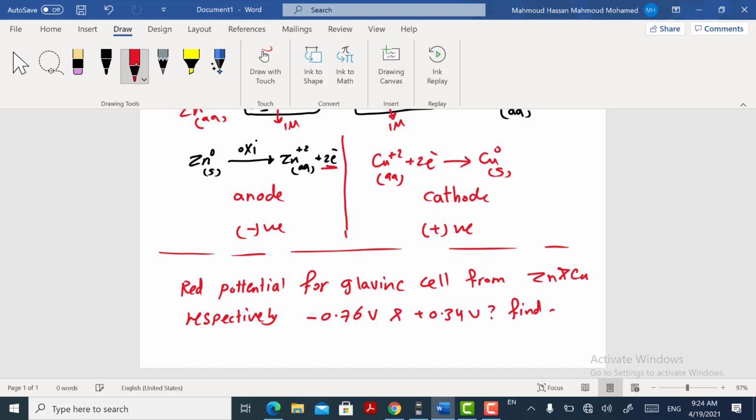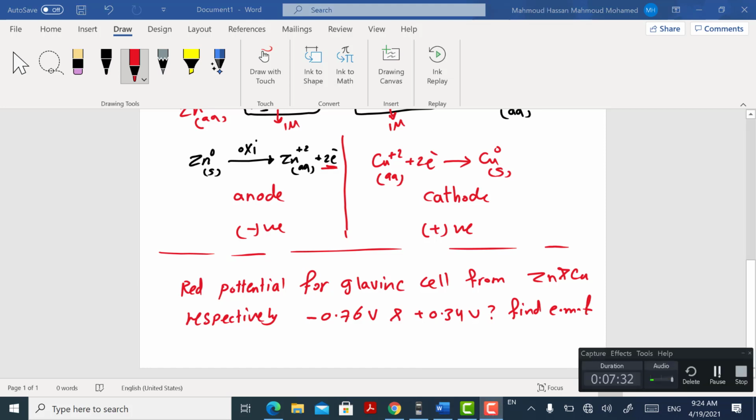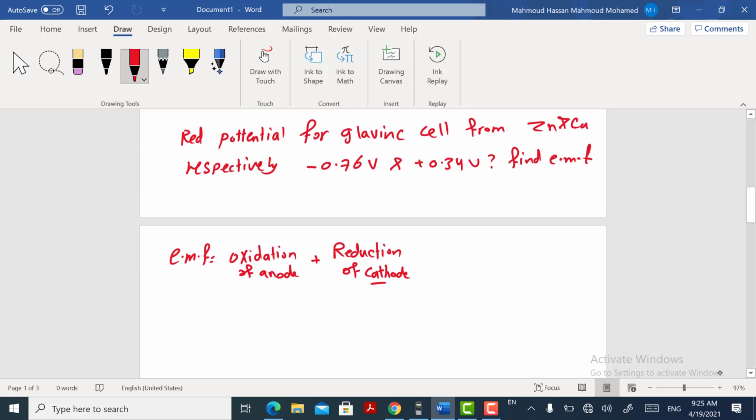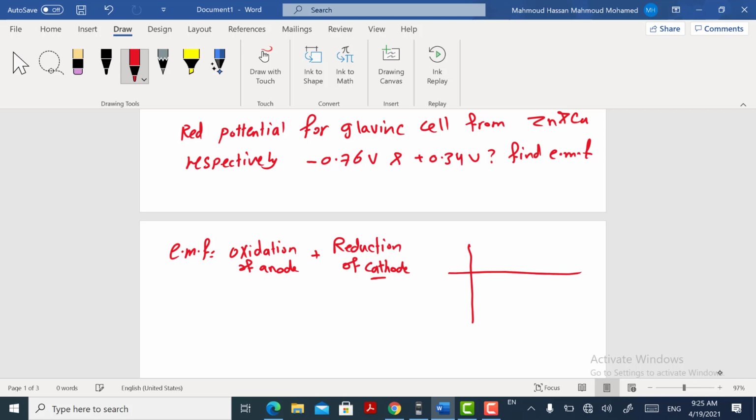Find the EMF. In this time, what will I do? To determine the value of the EMF, the rule is EMF equals oxidation of anode plus reduction of cathode. From where can I determine the anode and the cathode? Through this table, add zinc and copper, oxidation, reduction.